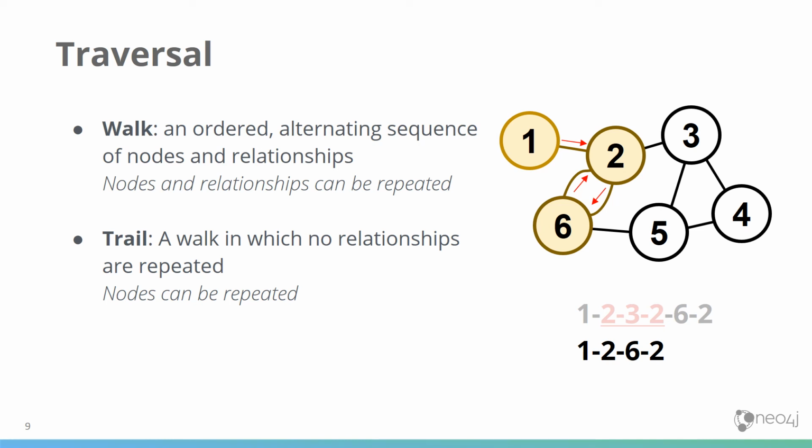By contrast, the walk we just performed, 1, 2, 3, 2, 6, 2, is not a valid trail because we traversed the relationship between 2 and 3 two times. Instead, a valid trail could start at 1, then go to 2, 6, and then back to 2, and this would be permitted because there are 2 relationships between 6 and 2, and we use each of them once.